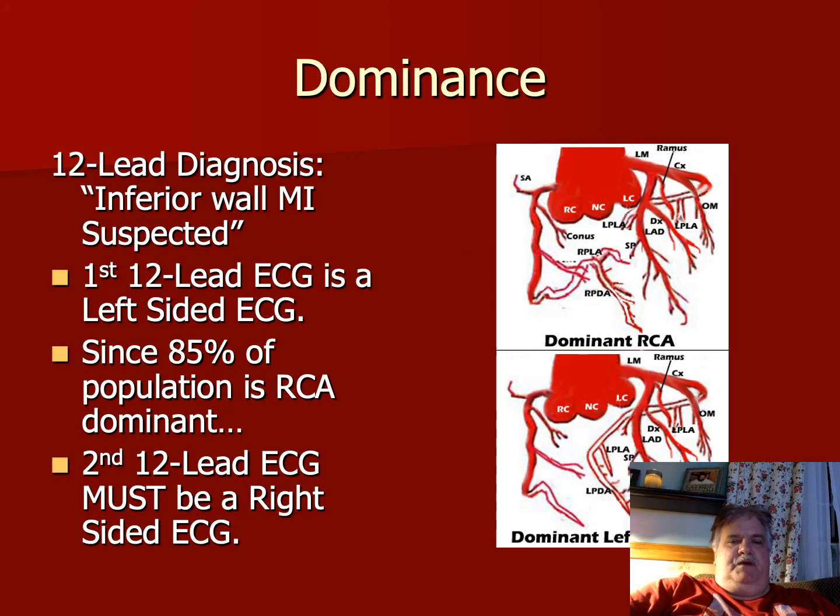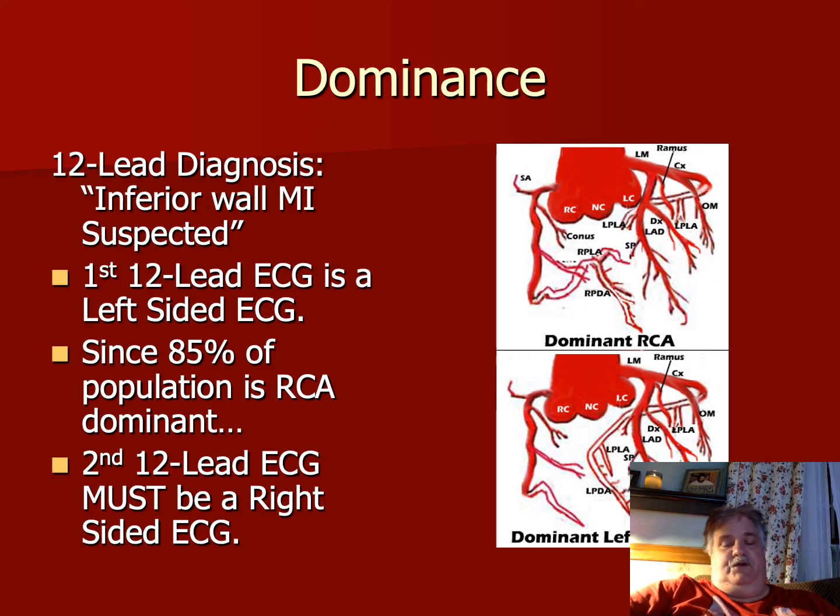So remember, if you read a 12-lead where your machine spits out inferior wall MI suspected, your first 12-lead would have been a left-sided 12-lead, and since the majority of the population, 85%, have a dominant right coronary artery, the standard of care is to do a right-sided EKG. When you do that, all you really have to do is move V4 left and make it V4 right.